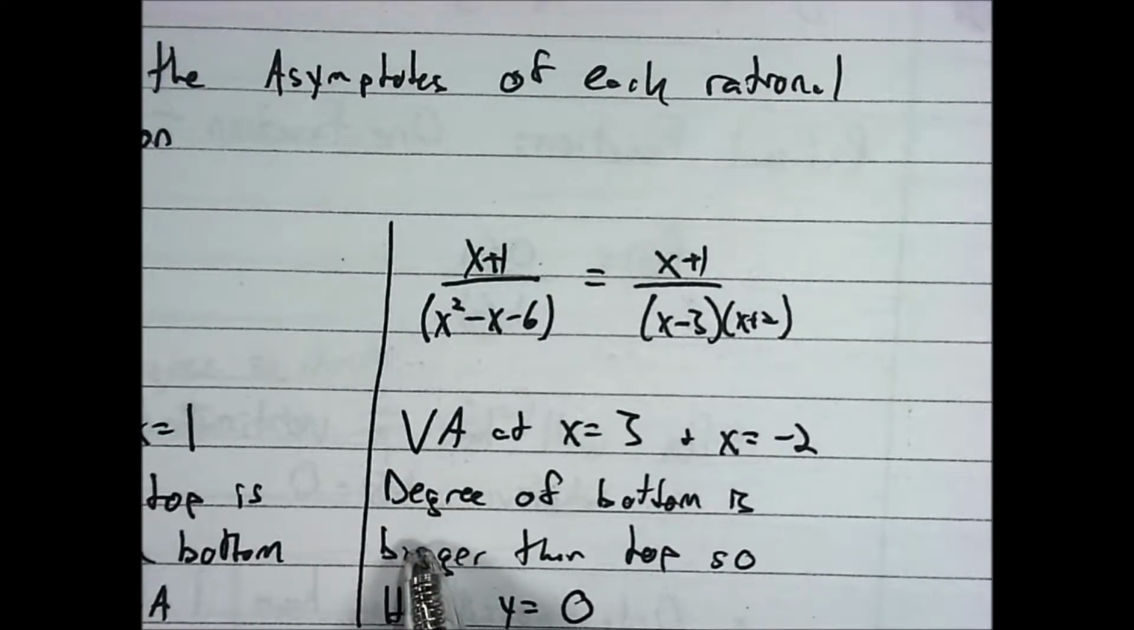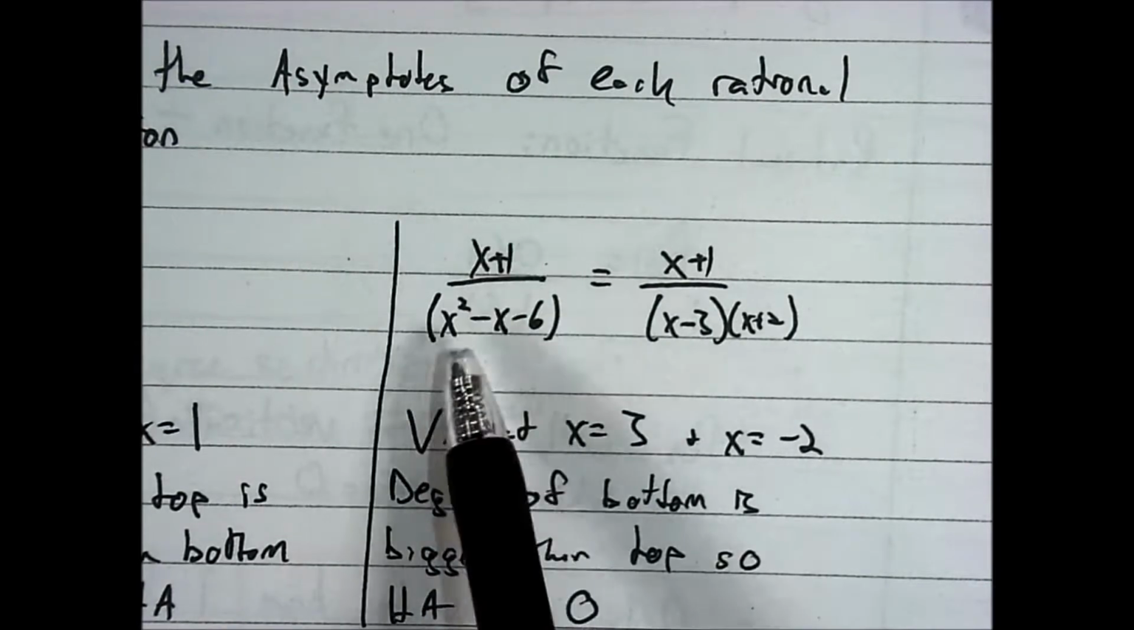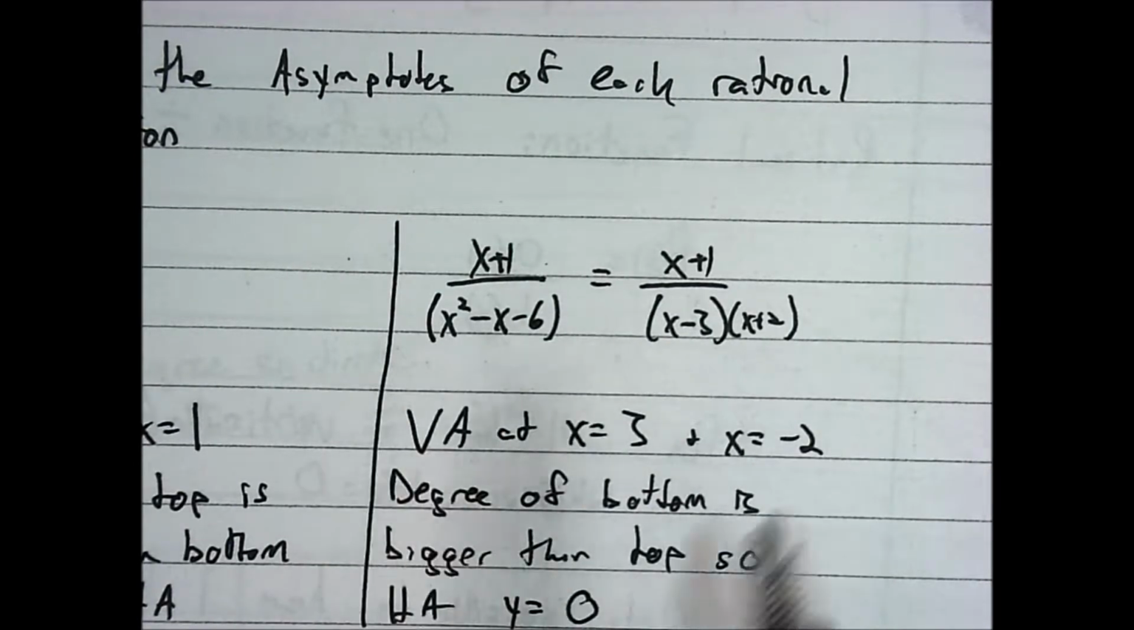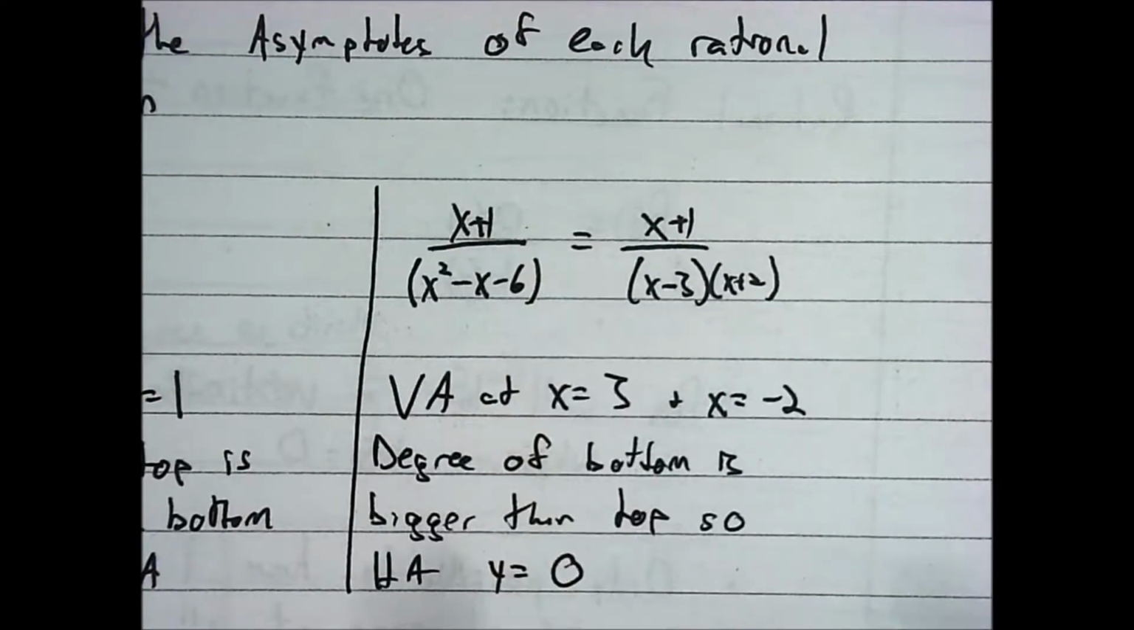Will I have a horizontal? Okay? The top of mine is x to the first. The bottom has the highest power of x squared. So the degree of the bottom is bigger than the degree of the top one. So we'll have a horizontal asymptote at 0 because the degree of the bottom is bigger than the degree of the top.